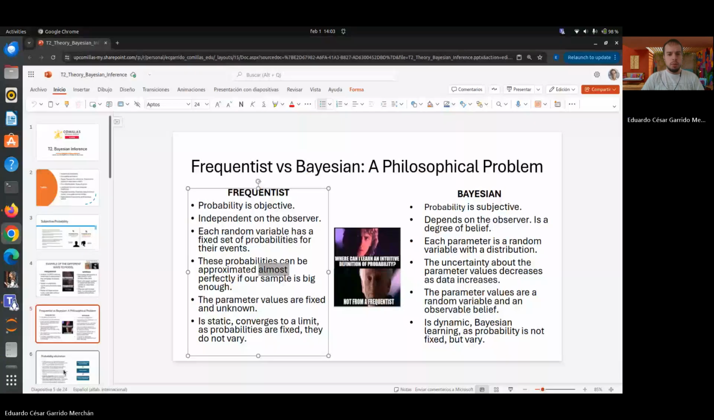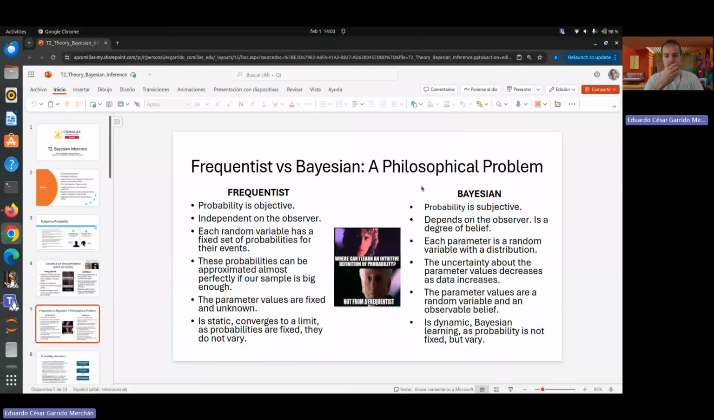What we are going to see are the differences between the frequentist approach to statistics and the Bayesian approach to statistics. Two different schools of thought that basically use a different set of calculus to derive inference about the parameters in statistics. In order to see the difference, we are going to see this slide where the main features of frequentist and Bayesian statistics are shown.